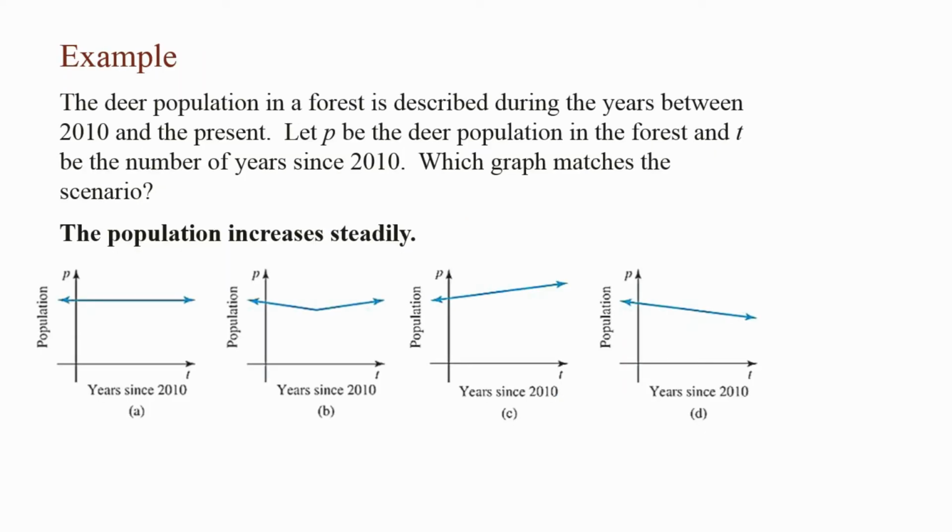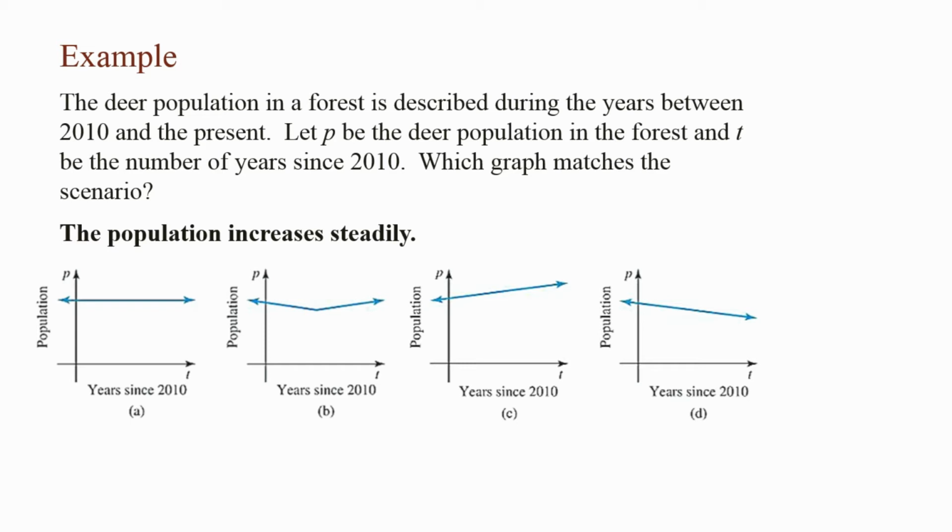In this example, the deer population in a forest is described during the years between 2010 and present. We're going to let P be the deer population in the forest and T be the number of years since 2010. We want to know which graph matches the scenario where the population increases steadily.